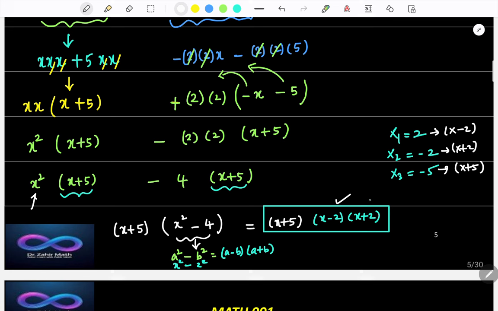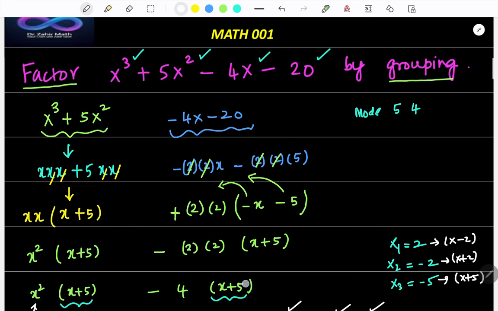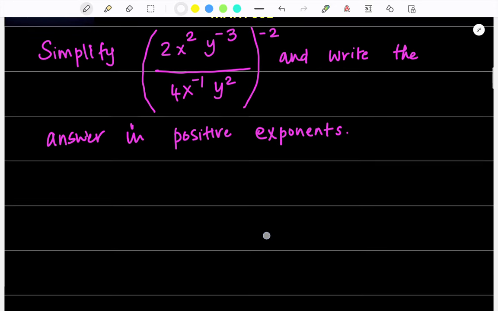Look here. X minus 2 is there. X plus 2 is there. X plus 5 is there. In this way, you can check whether your answer is correct or not. This is factor by grouping. It means you have to do grouping only. Keep in your mind. Let's go to the next question.